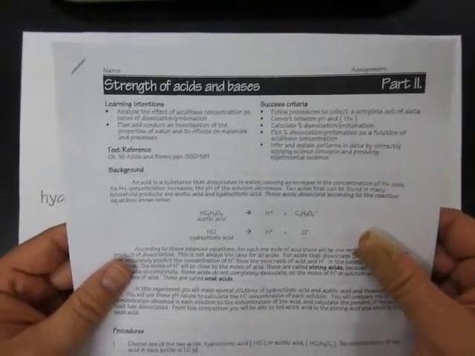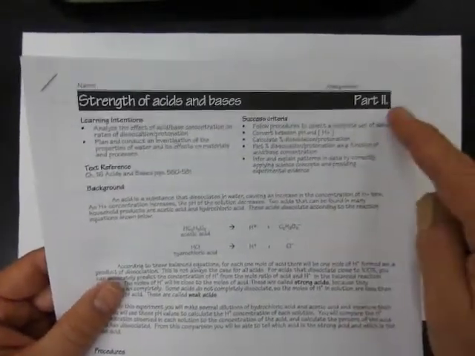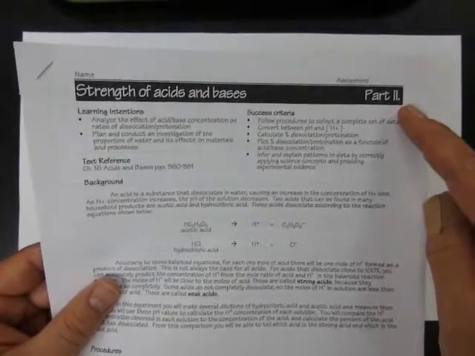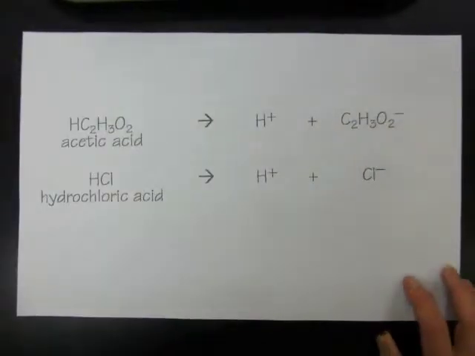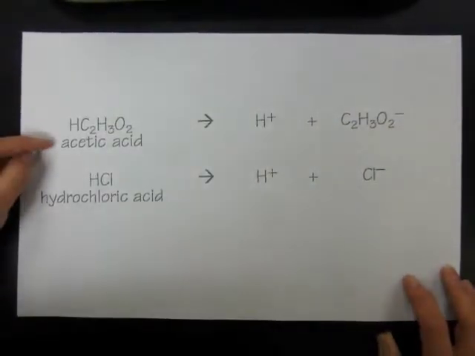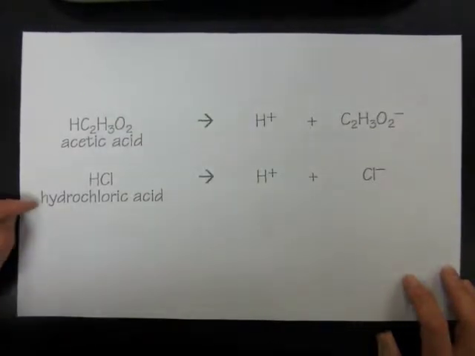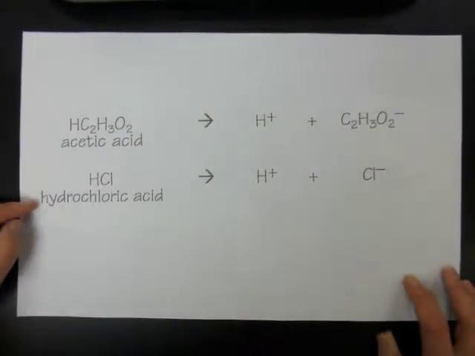Please make sure you have your copy of the assignment Strengths of Acids and Bases, Part 2. What we're going to do in this experiment is compare the strength of two acids, acetic acid, which is the acid in vinegar, and hydrochloric acid, which is an acid you can find in your stomach.